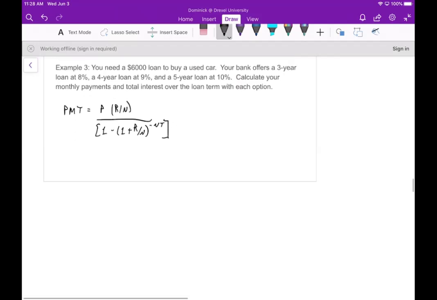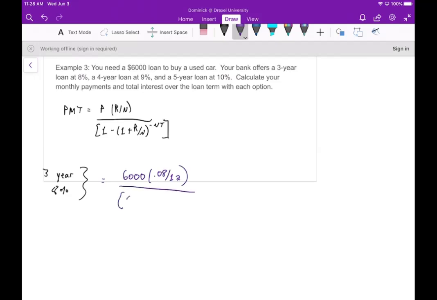All right, so we can do this fairly quickly because we're just going to be changing a couple of the numbers, right? So for the 3-year, 8%, our formula is going to look like this. We're going to have 6,000 times 0.08 over 12, right? Monthly payments still. And then 1 minus 1 plus 0.08 over 12 to the minus 12 times 3.